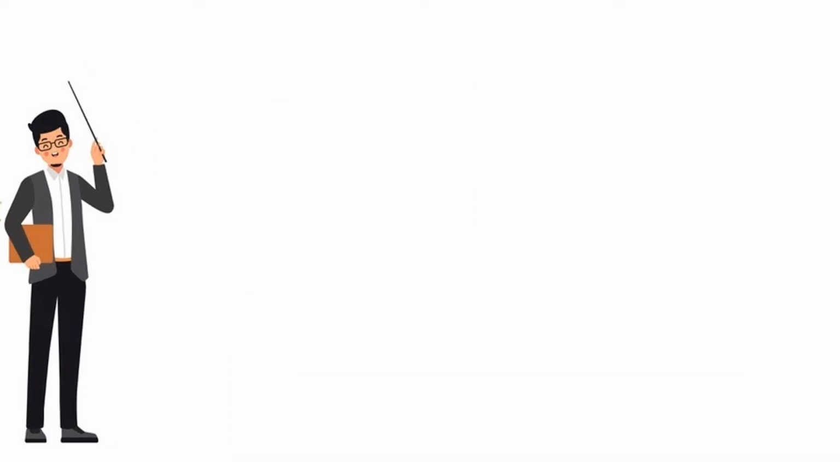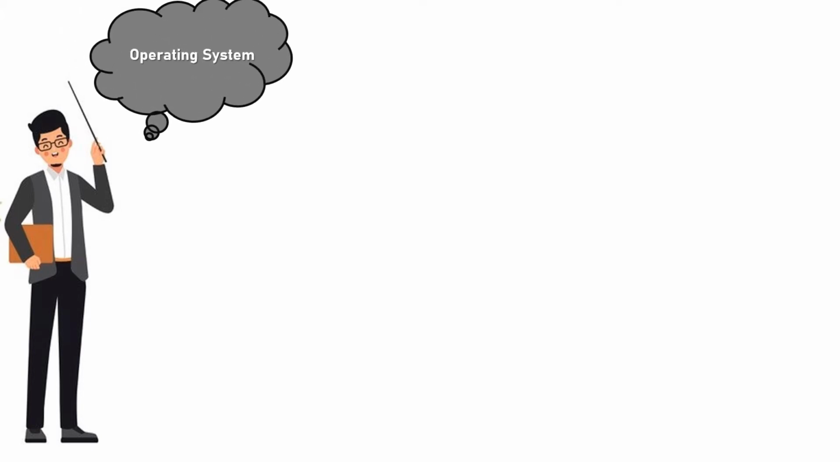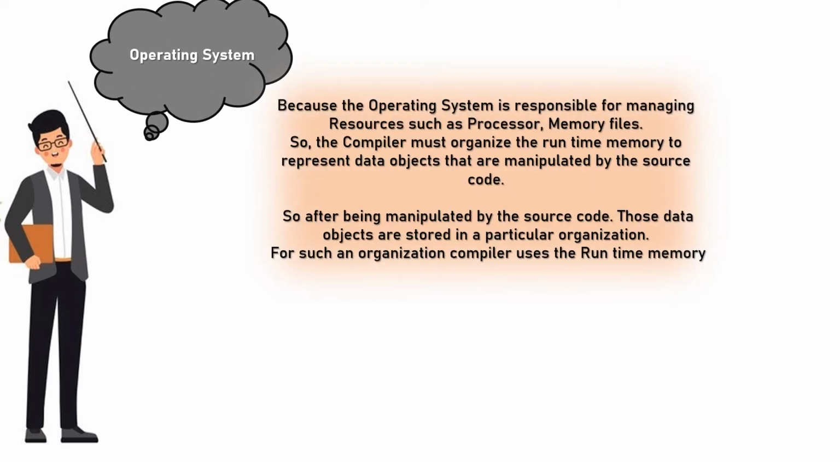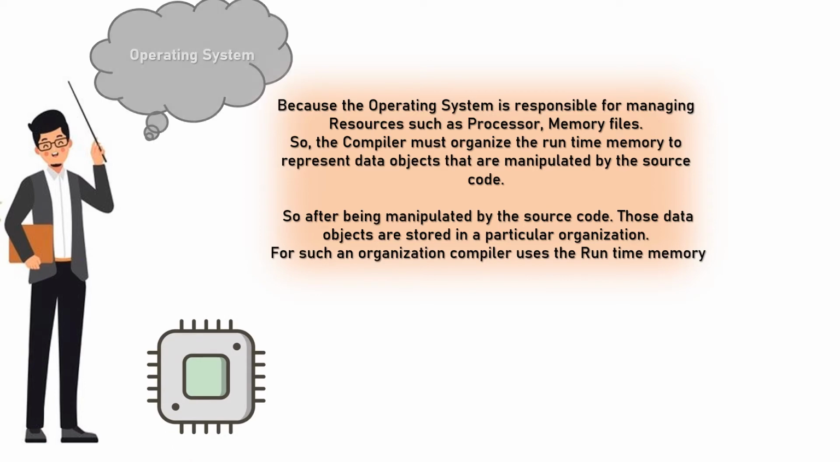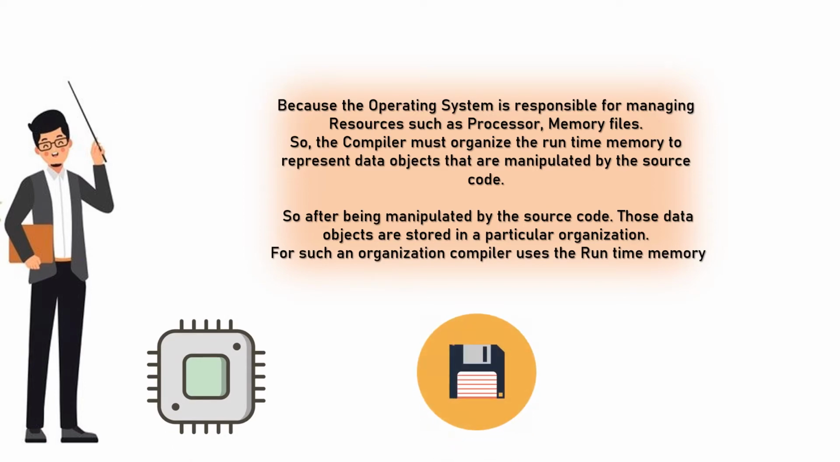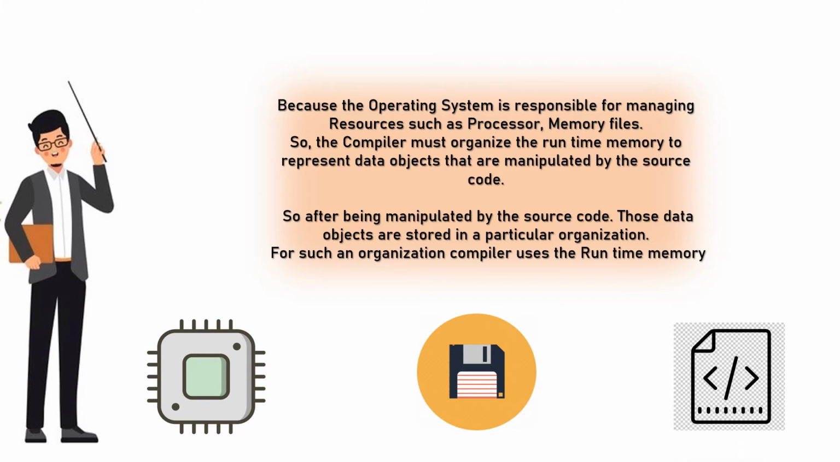Let's raise a question here. Why is it reminding the operating system? Because the operating system is responsible for managing resources such as processors, memory, and files. So, the compiler must organize the runtime memory to represent data objects that are manipulated by the source code. After being manipulated by the source code, those data objects are stored in a particular organization. For such an organization, the compiler uses the runtime memory.